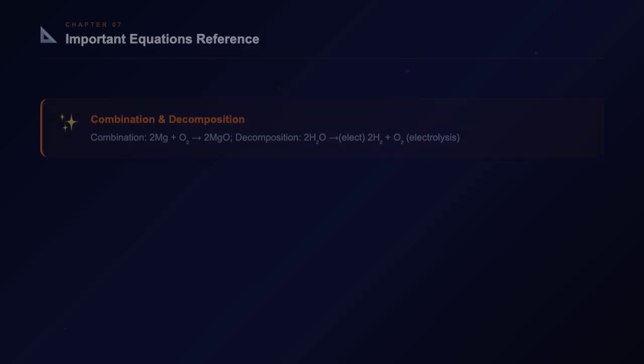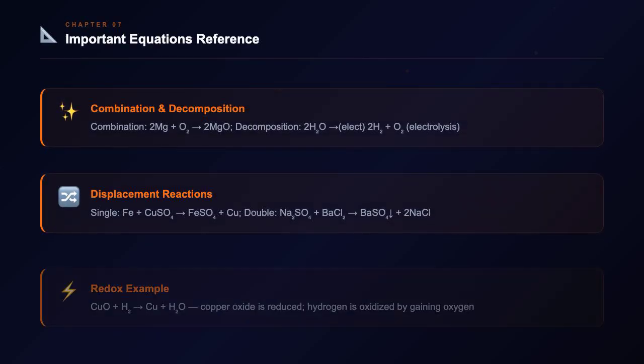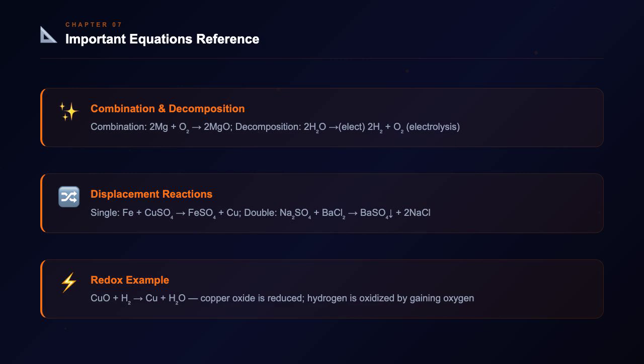lipid rancidity. This reference text details specific real-world examples for each of the 5 core chemical reaction classifications. It pairs combination processes like the burning of magnesium with diverse thermal, electrical, and photolytic decomposition reactions.